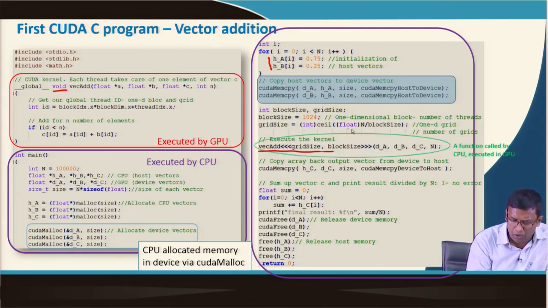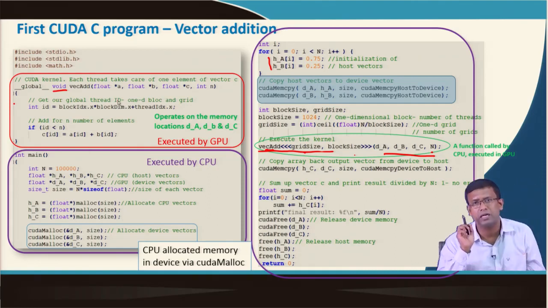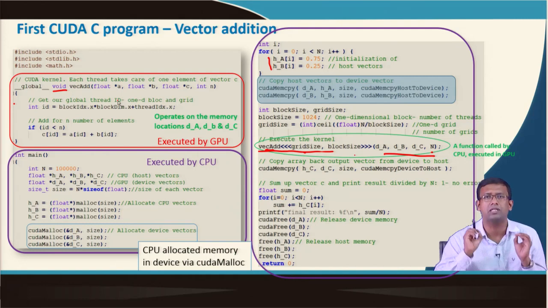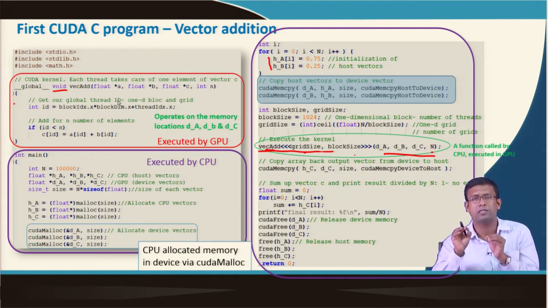Then we call the kernel, which is a function called by the CPU. This function vecAdd is a function called by the CPU with these arguments, and there is a grid size, block size specifier along with that. It goes to the GPU and it operates. What does it do? It operates on the memory locations of the variables of the arguments passed to the function. It operates at that memory location. Now these memories are the GPU memories. A kernel cannot operate on the CPU memory, it only operates on the GPU memory.